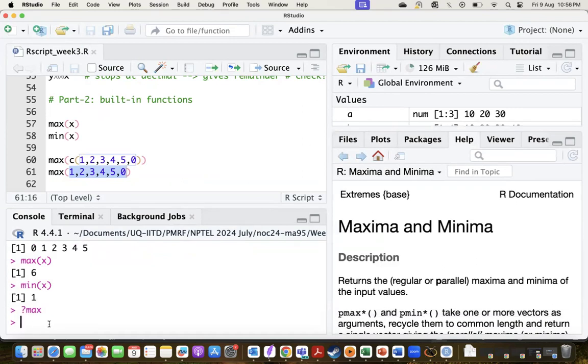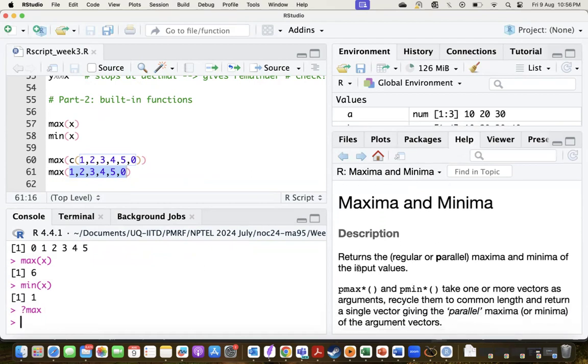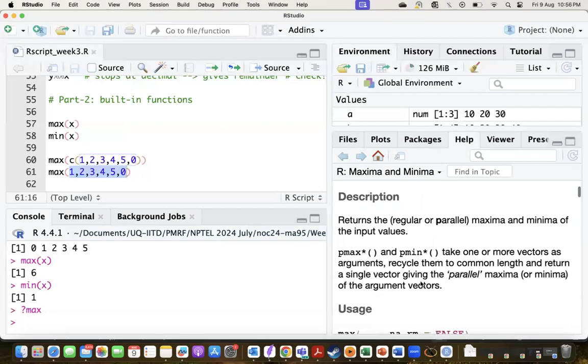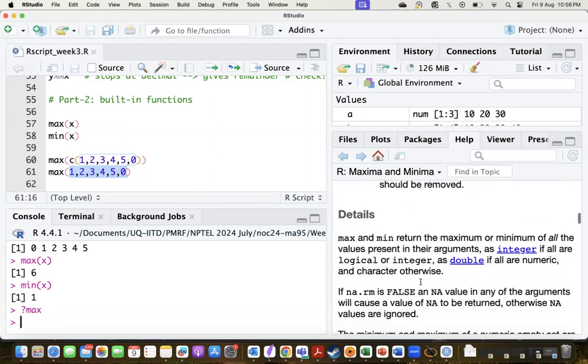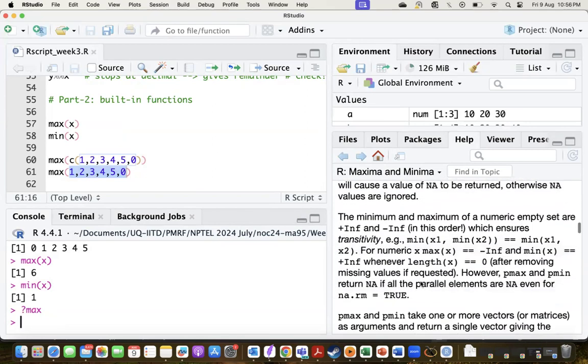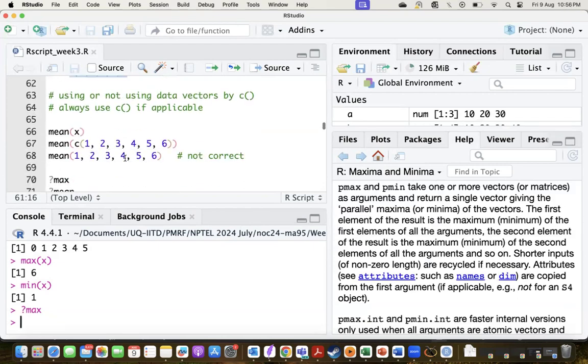The way you can read about any function is you write a question mark and then the name of that function, and this help window opens up. Even if you're doing it on the console, it's the same thing. A new window is just going to pop open. Okay.